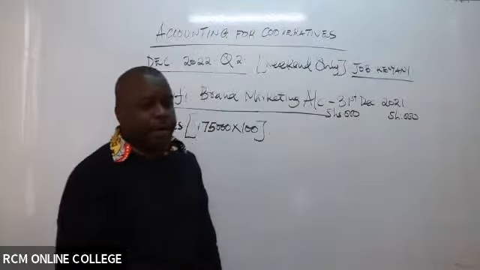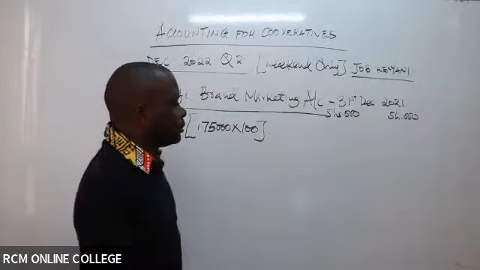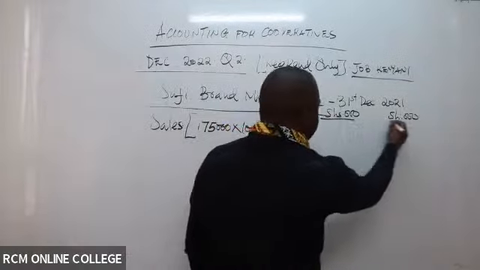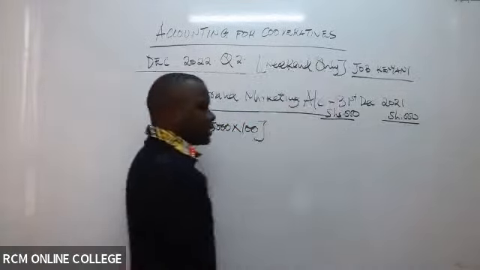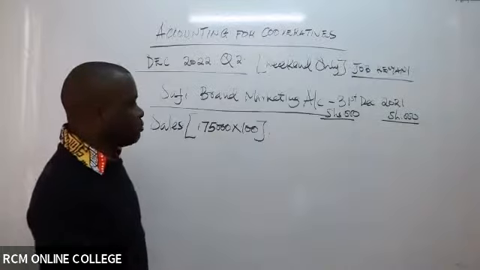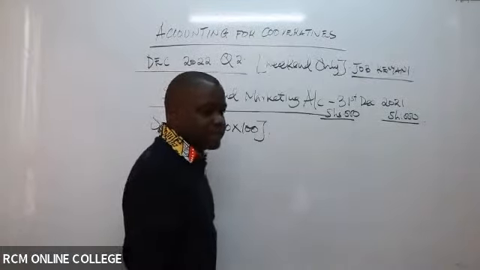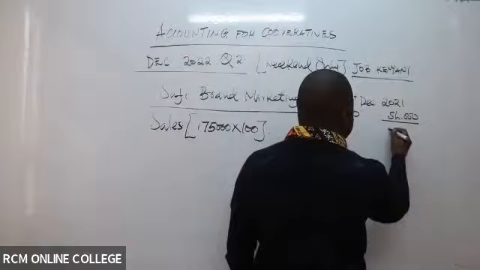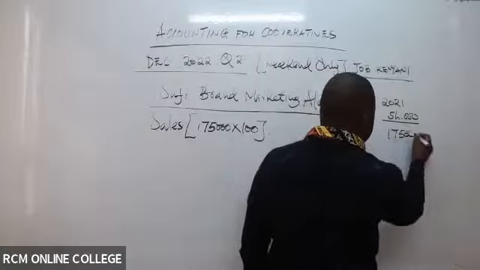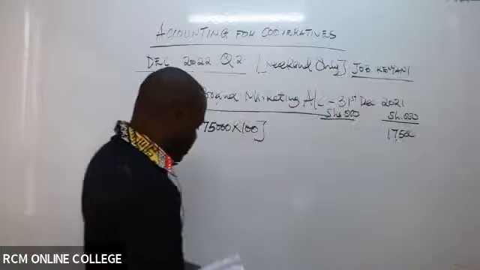Comrade, if you do the math, remember in this case, we've already been able to reduce this one into thousands. So you get 17.5 million, which basically in this case is 17,500. So thank you very much, 17,500.